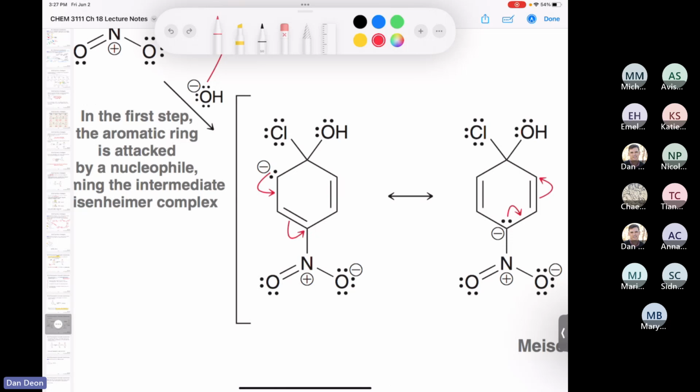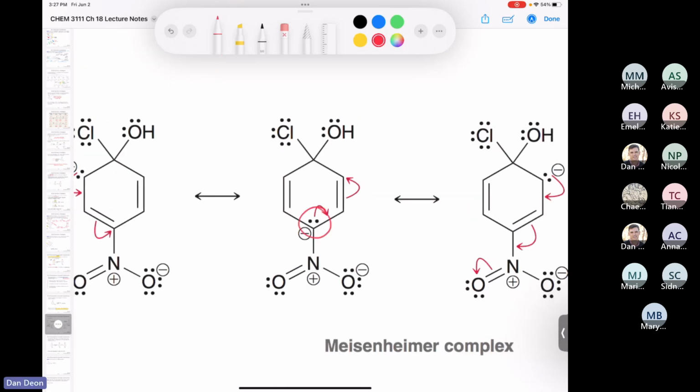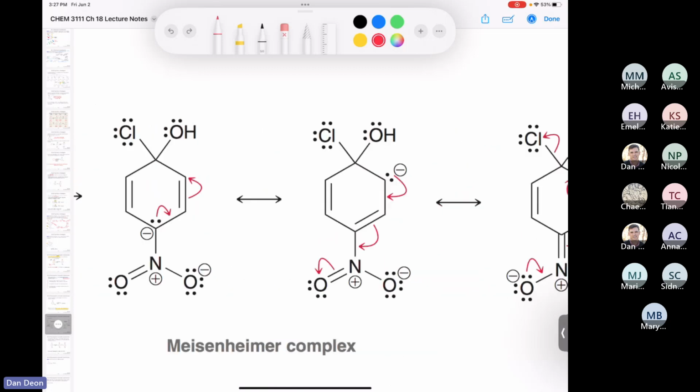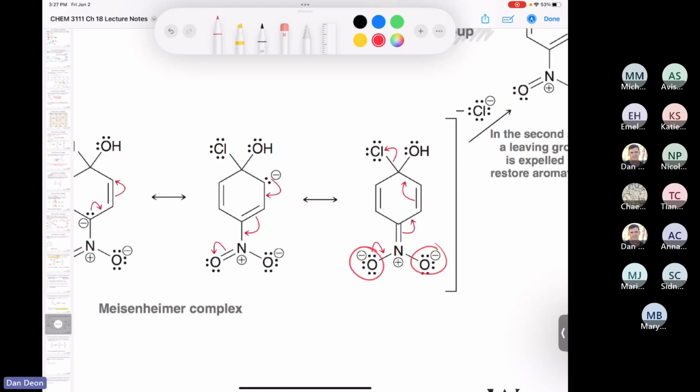We move them down to this carbon. There they are right here. And we can actually draw a resonance structure, another one where they're on the ring, but we can even draw one where that second negative charge is, where is it? Right here. We can draw a resonance structure where both of the negative charges are on the oxygens of the nitro group. Look at all three of them.